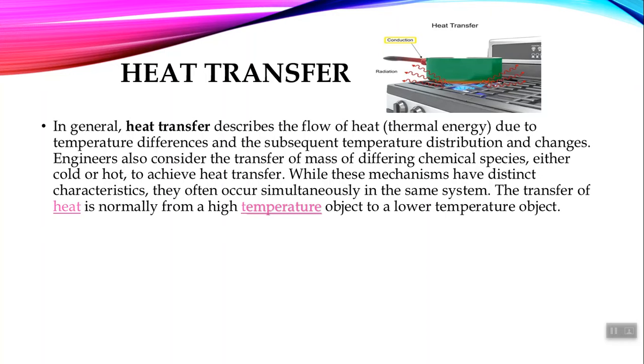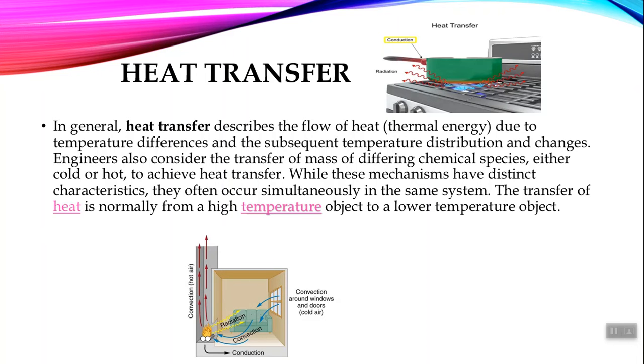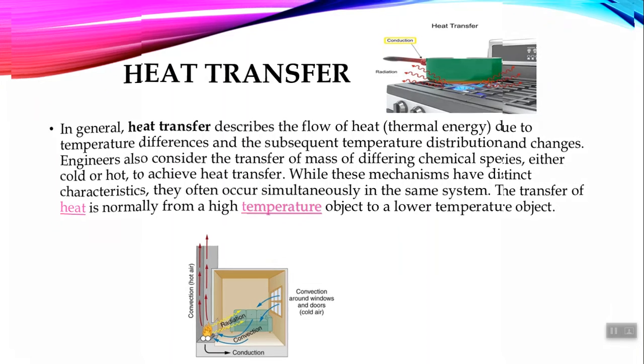Engineers also consider the transfer of mass of different chemical species, either cold or hot, to achieve heat transfer. While these mechanisms have distinct characteristics, they often occur simultaneously in the same system. The transfer of heat is normally from a high temperature object to a lower temperature object.